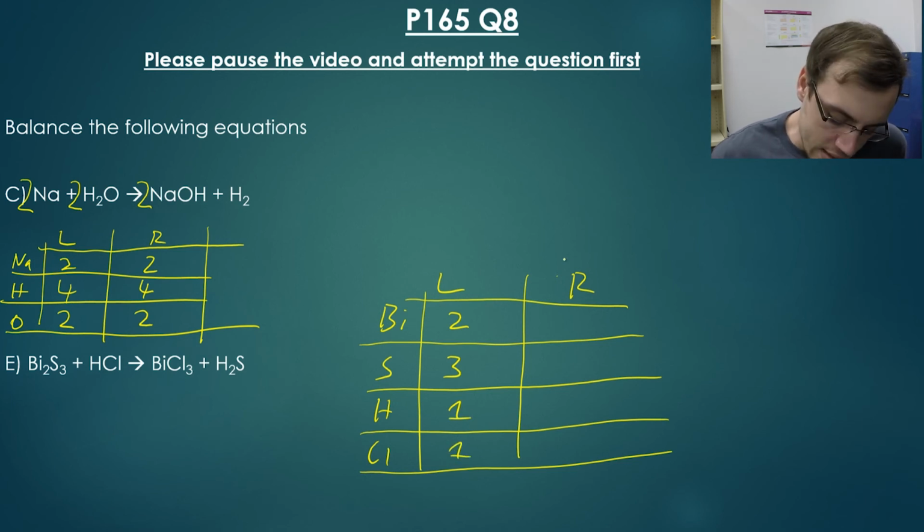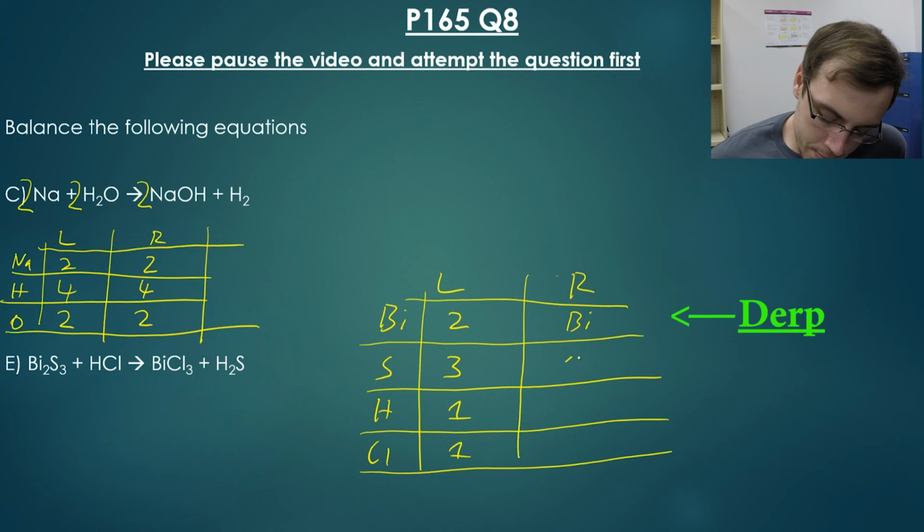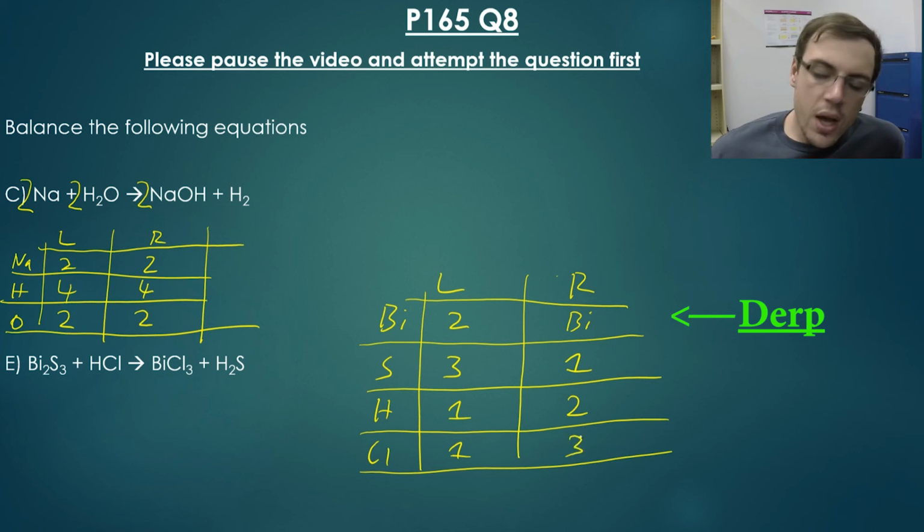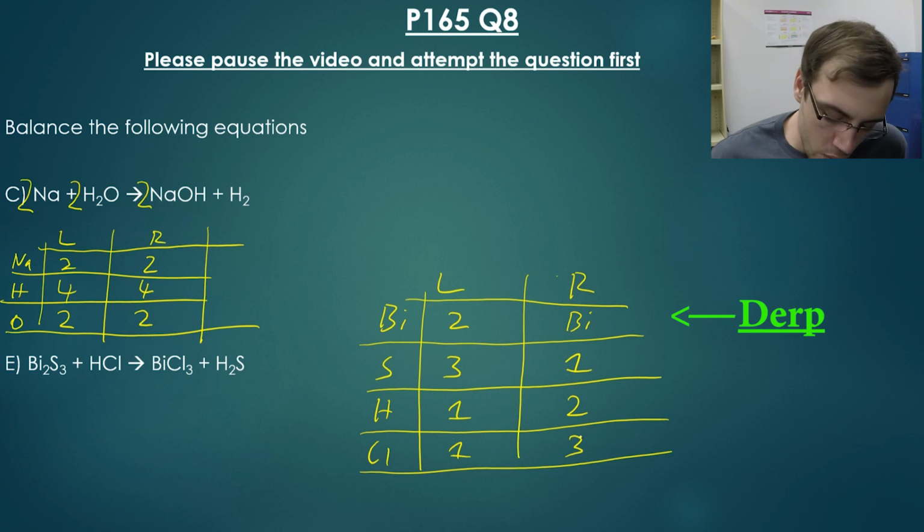Now on the right-hand side, we have 1 lot of beryllium. We have 1 sulfur. We have 2 hydrogens, and we have 3 chlorines. Okay, so we've got a few things a little bit everywhere. Now, the first, did I just write Be there?